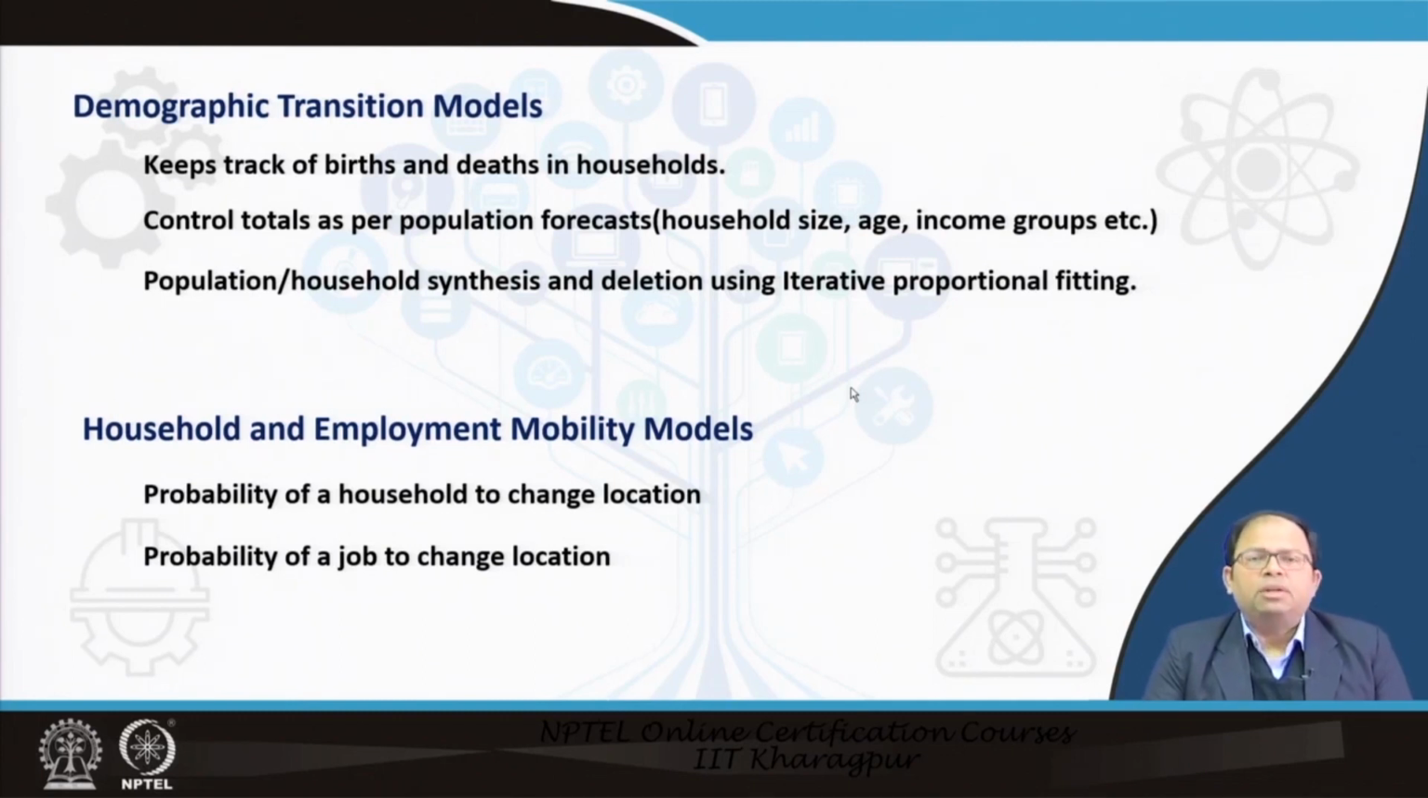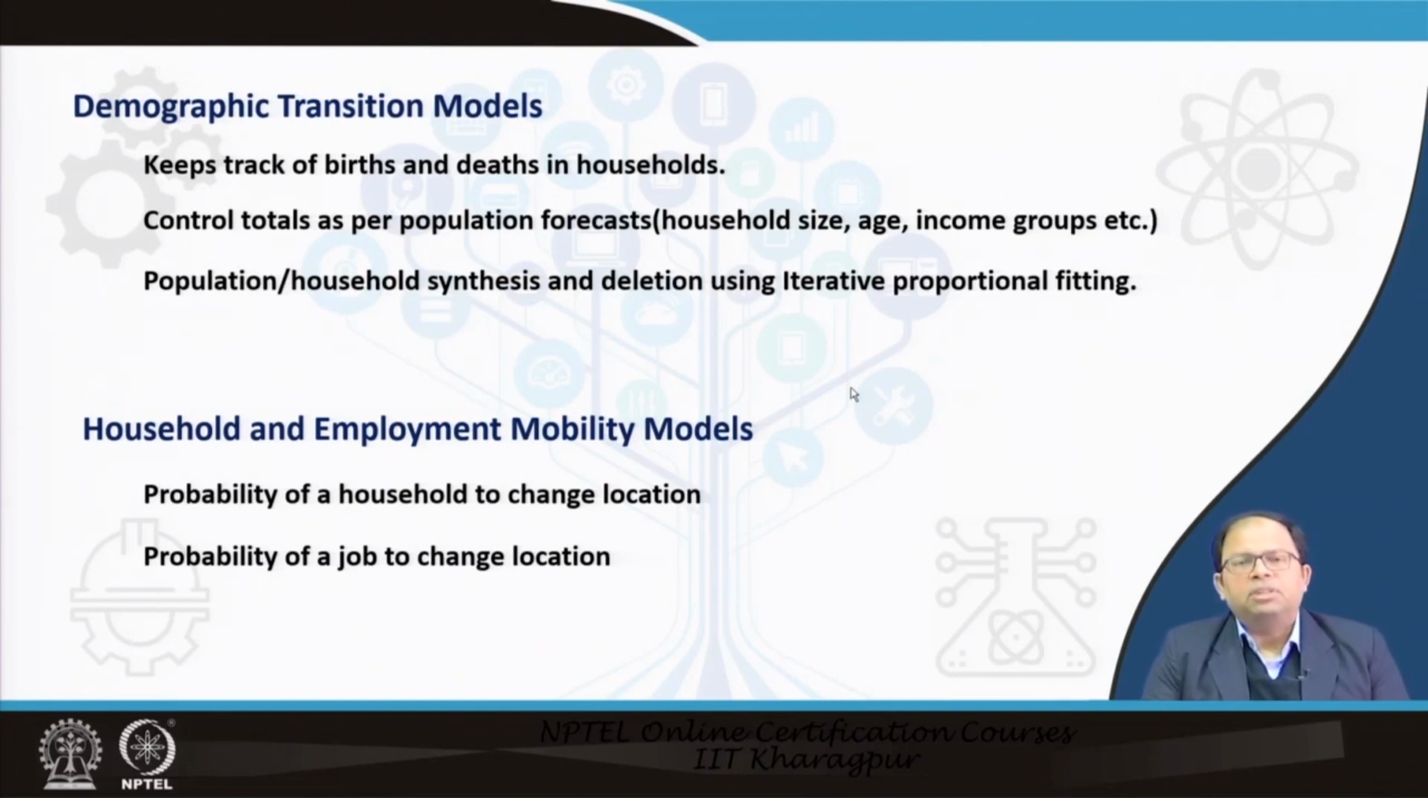And similar to households, we can also predict the change of a job location. That means certain companies in an urban area can shift their location because the existing location probably is not adequate, or maybe the company wants to grow, so it wants to move into some other building and so on, so in a different location, of course. So this probability of a job to also change location also needs to be modeled.